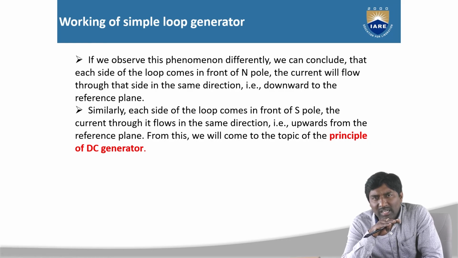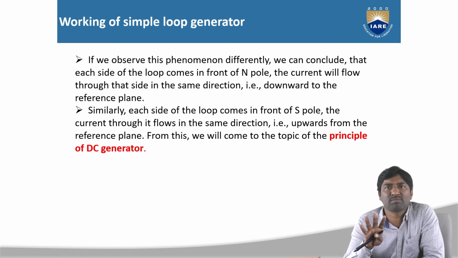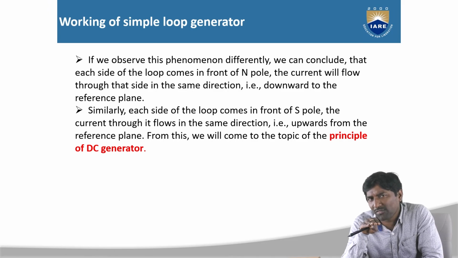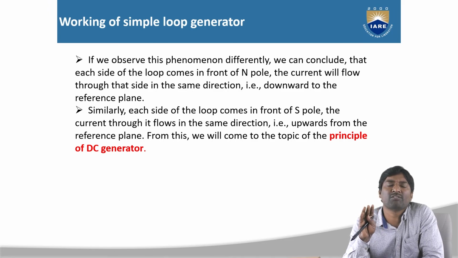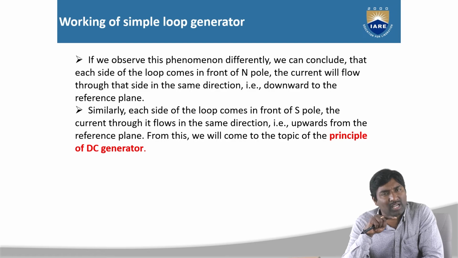When the conductor is perpendicular to the flux, we get the maximum cutting of the flux. If it is parallel to the flux, there is no flux cutting, meaning the current flowing through the conductor is absolutely 0.